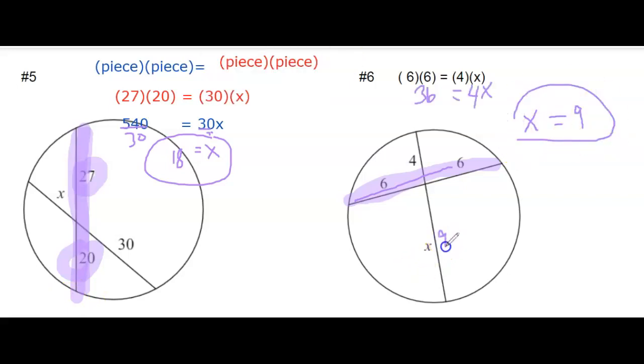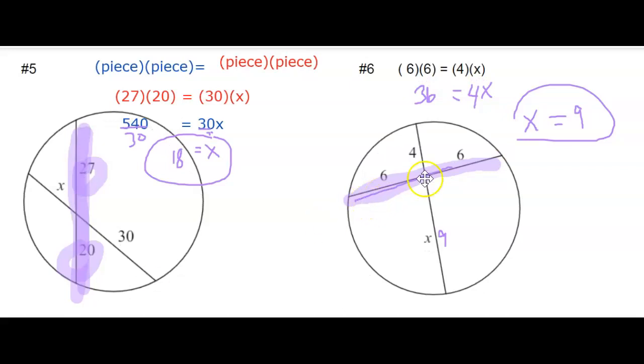So 4 times 9 is 36 and 6 times 6 is 36. So the theorem always works. Answer this question. When 2 chords intersect inside the circle, what should you do? Explain it out loud to someone. That will help you. We just learned that if the 2 chords intersect inside the circle, so see how they meet inside? Then you highlight one piece, and then you do the theorem. Piece times piece equals the other 2 pieces multiplied together.